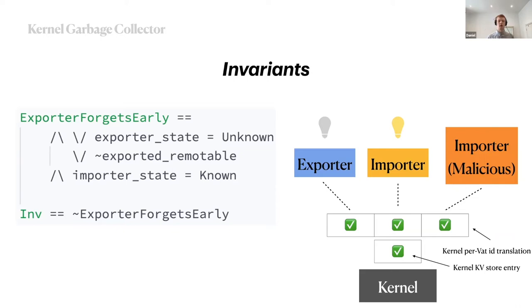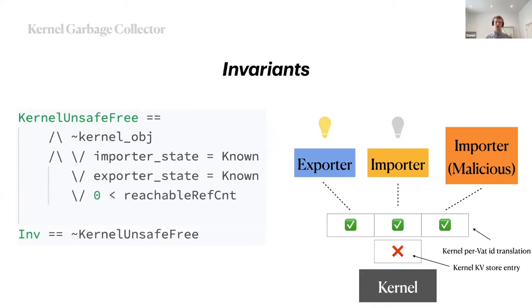And so this was quite concise. We have more invariants. So we also want to check that the kernel never frees an object too early. So we want to check this situation. On the right is pictured an instance of the invariant on the left being violated. So we can see that the kernel object has been freed, and the exporter still knows about the item because it has the lit light bulb.